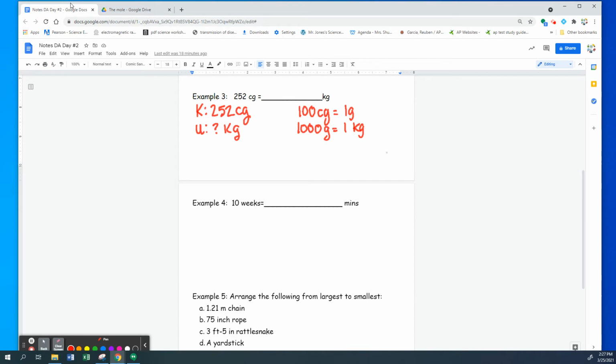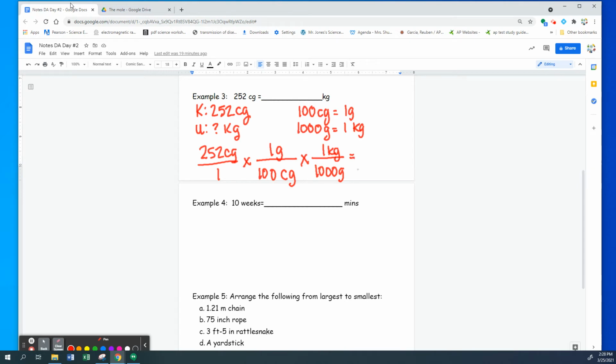Start writing out my dimensional analysis with my known. 252 centigrams over 1. Centa is on top, so I'm going to put centa on bottom and use my conversion factors. 100 goes with the centa. 1 gram goes on top. Grams here. 1,000 grams is on the bottom, right? So those cancel out. And I want to end with my unknown, 1 kilogram.